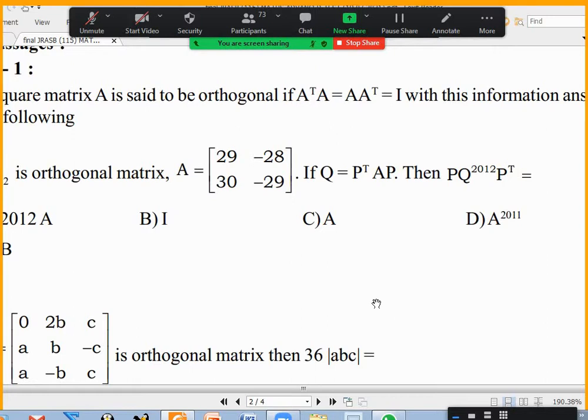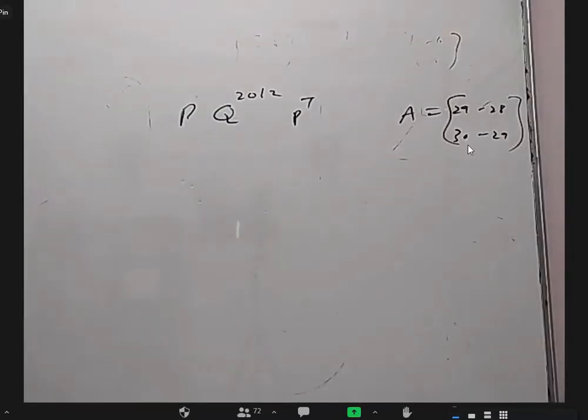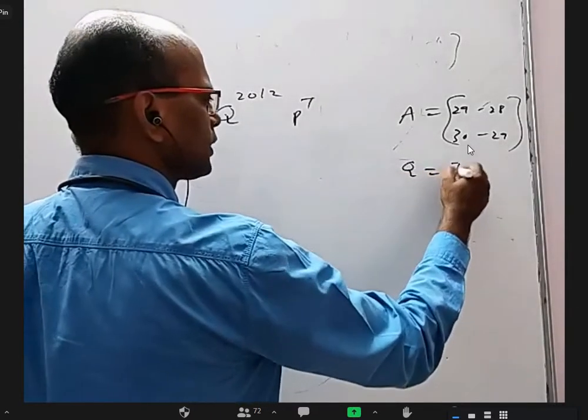Okay, what is this? They want P into Q power 2012 into P transpose, and A is 29 minus 28, 30 minus 29, and this is P transpose AP. Okay, Q is P transpose AP.